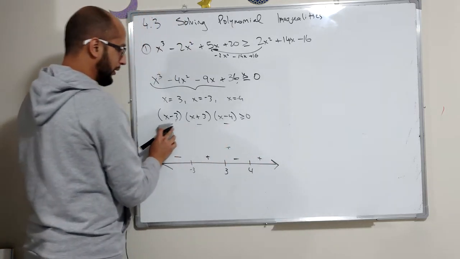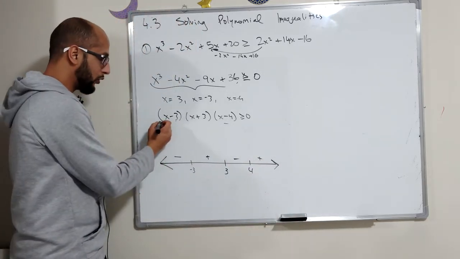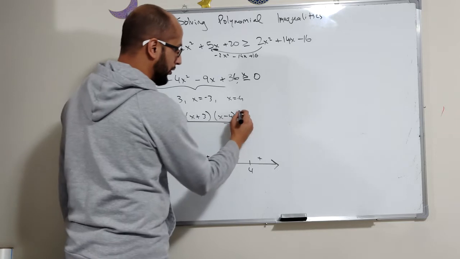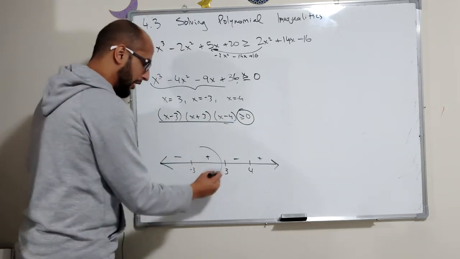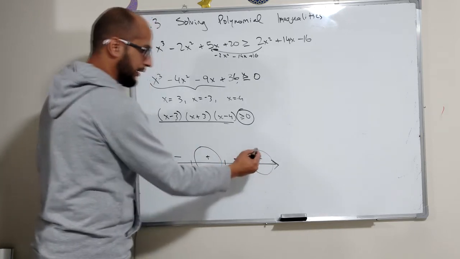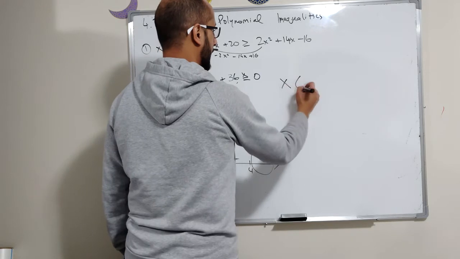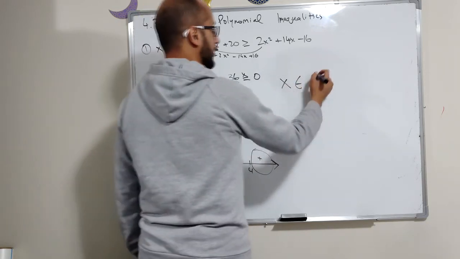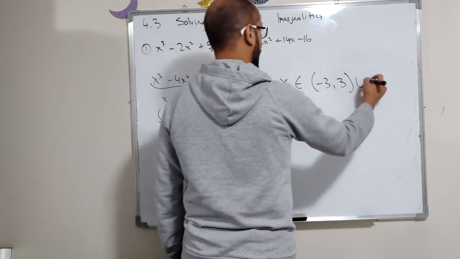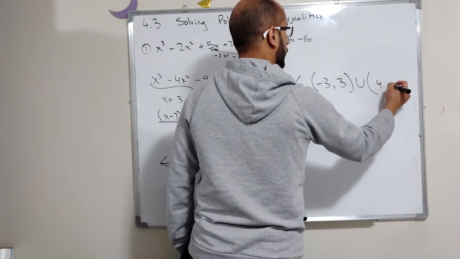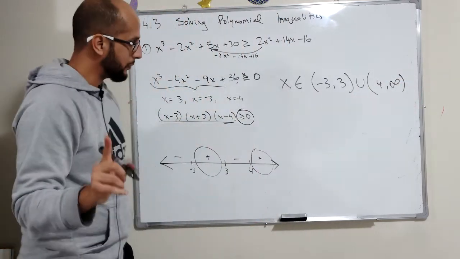Let me get this out of the way. What's my question asking for? When will this equation be greater than or equal to 0? It will be positive here and here. My final step is to write that down. The solution set will be from -3 till 3 and from 4 till infinity. I'm going to make one adjustment here.